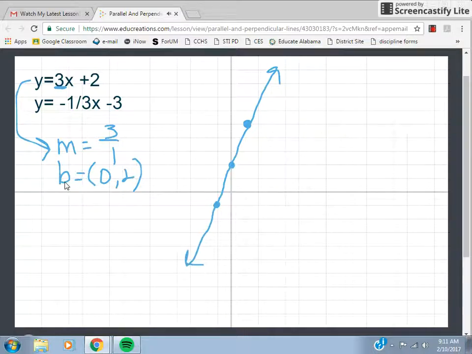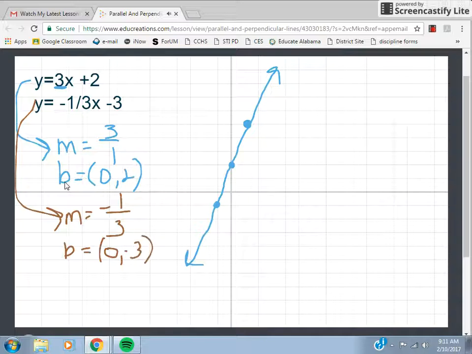Alright, let's go to the next one. Let's change to brown this time. This time my slope is negative 1 over 3, and my intercept is (0, negative 3). Okay, so let's start at the y-intercept, (0, negative 3). And my slope tells me that I'm going to go down 1 over 3. And if I follow that the opposite way, I'm going to go up 1 and left 3.